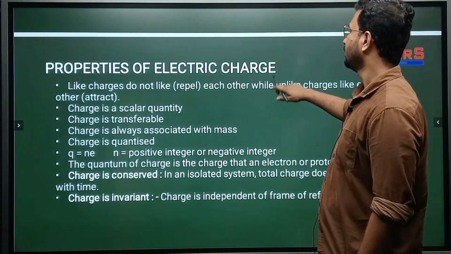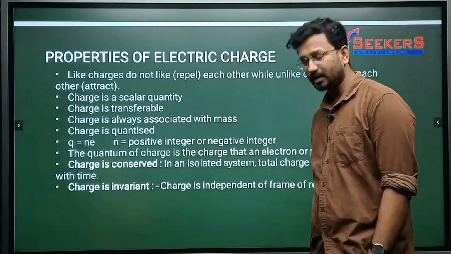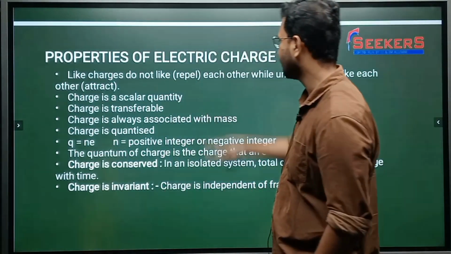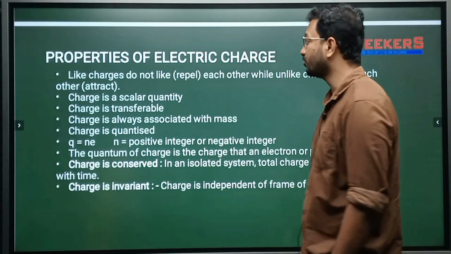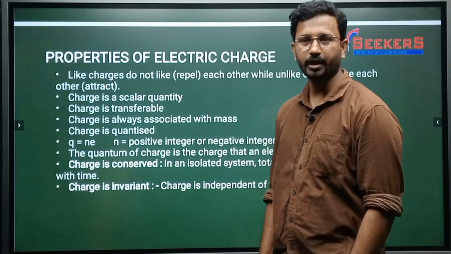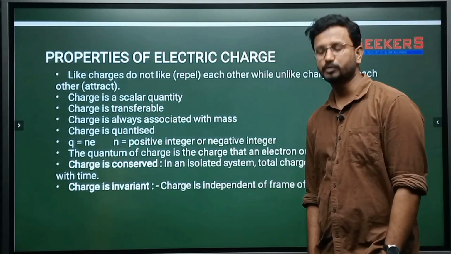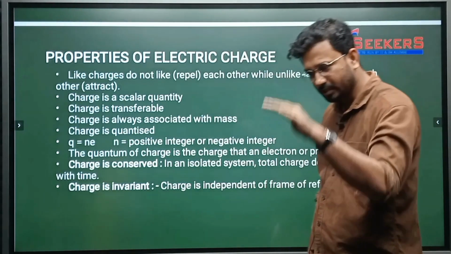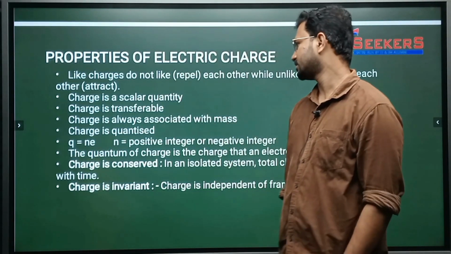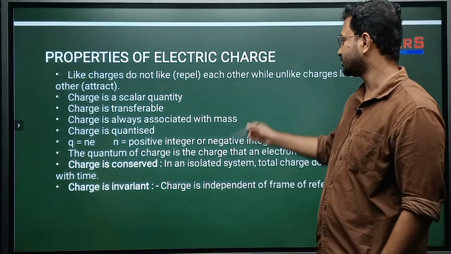Properties of electric charge. What are some of the properties of electric charge? First of all, charge is a scalar quantity, as you can see in the first point. Charge is transferable. Transferable means you can transfer charge from one object to another. If electrons are transferred from one object to another, negative charge decreases on the first and increases on the object to which the electrons are transferred. Charge is always associated with mass.